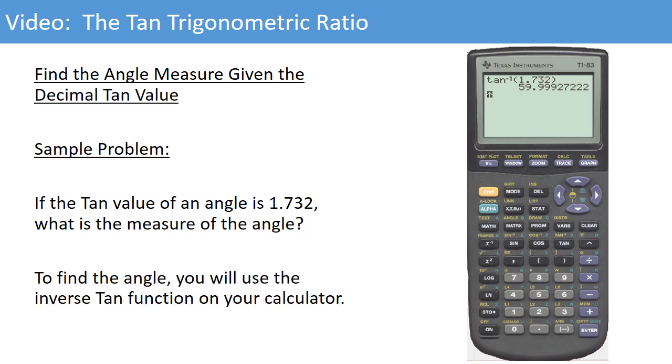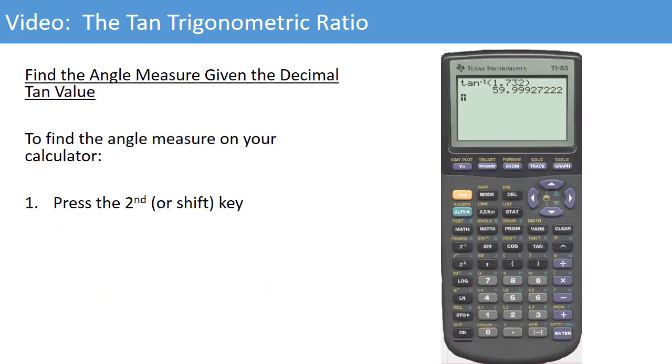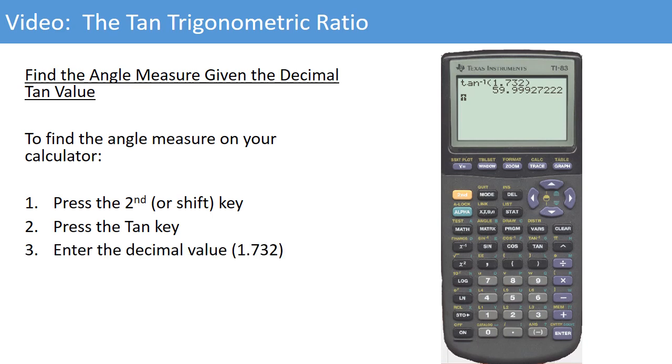To find the angle, you will use the inverse tan function on your calculator. Let's take a look how this is done. Press the second key, or on some calculators, it is the shift key. Press the tan key. You will notice that you now have a tan -1 on your calculator screen. Enter the decimal value, 1.732.